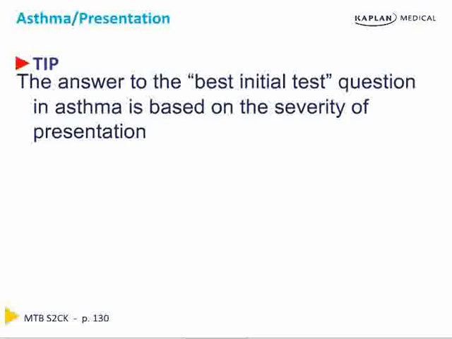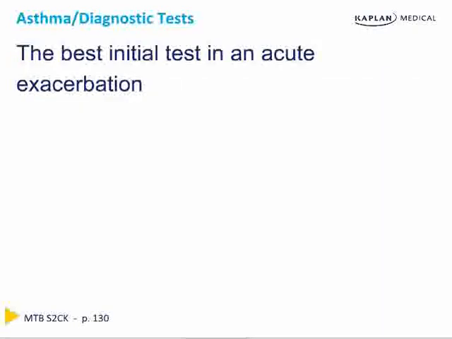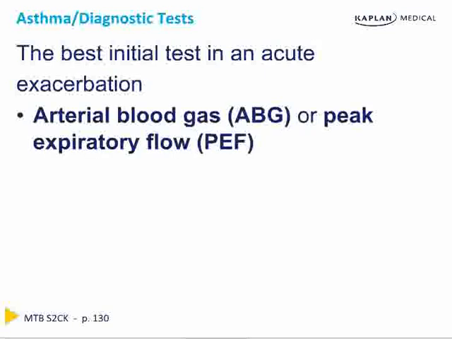The answer to this question on Step 2 is based on the severity of the patient's presentation. Most commonly on Step 2, your patient is going to be in somewhat of a severe asthma exacerbation, as evidenced by severe dyspnea, cough, and wheezing. In this case of a severe flare, the best initial test in an acute exacerbation is going to be an ABG and/or a peak expiratory flow. And if given the choice between the two, an ABG would be the ideal test.